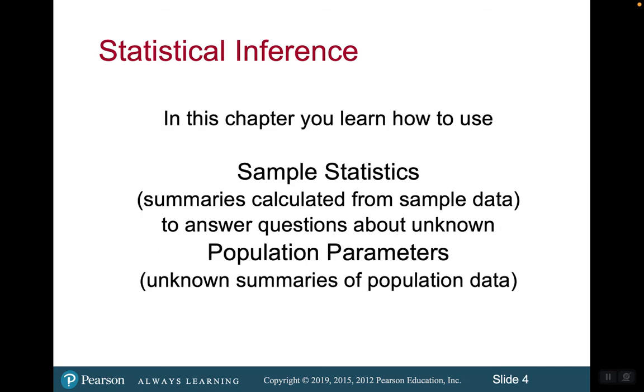So part of what we're going to talk about here is how we're going to use sample statistics, summaries calculated from our sample data, to answer questions about our unknown population parameters. All right, so in this case, we're going to talk about the population mean versus the sample mean, and the population proportion versus the sample proportion.